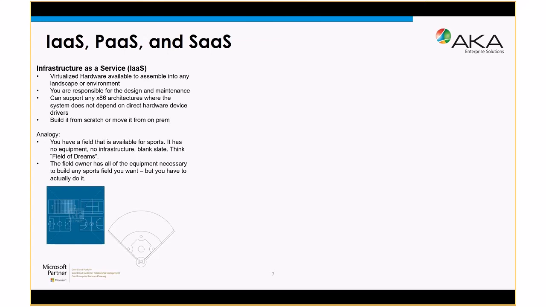Microsoft is really saying, you've got this blank slate, and we have a set of infrastructure, a set of equipment that you can bring and go build whatever sporting event you want to on that field. So if you're into baseball, they've got the bases, they've got the dugouts, they've got bats and balls, you name it. They have all of the things that you need to go out and build that baseball field, but it's up to you to design it.